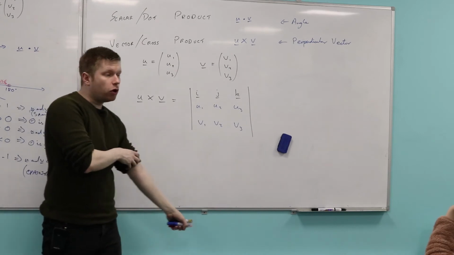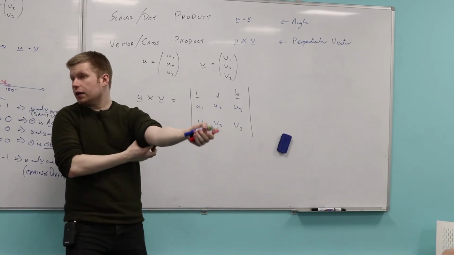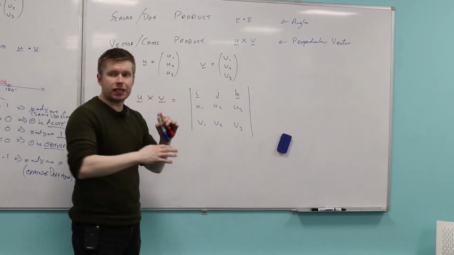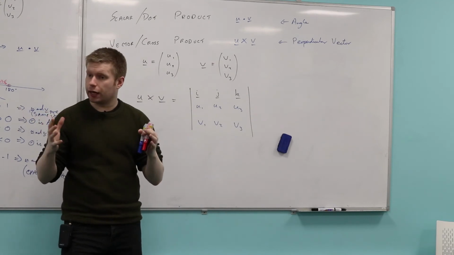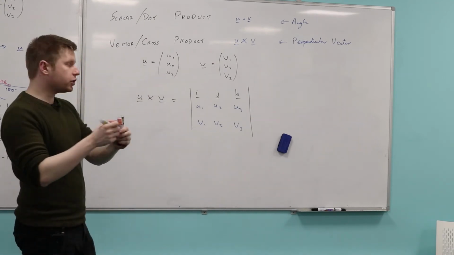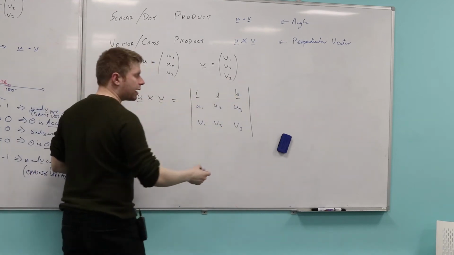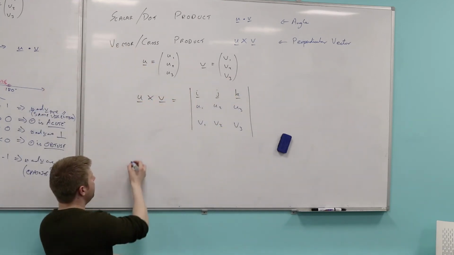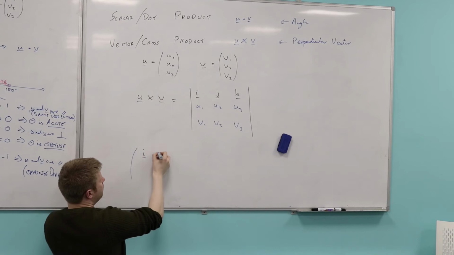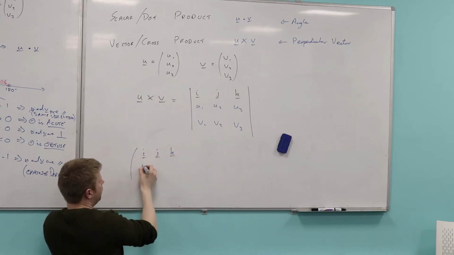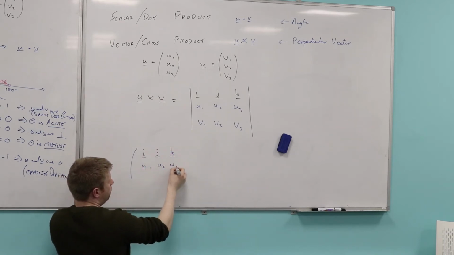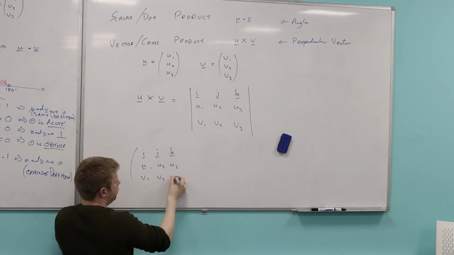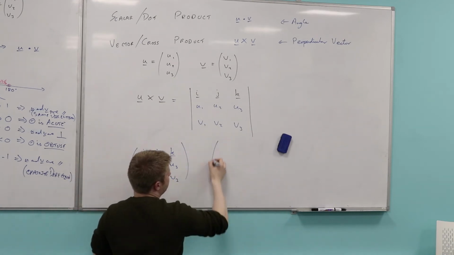Now, like I say, we will look more at determinants on Thursday, but for the moment, I'm just going to give you the calculation, how you actually work it out. In fact, I'm going to draw several pictures on the board. I'm basically going to repeat this matrix 3 times: i, j, k, and then u1, u2, u3, v1, v2, v3. I'm going to do the same thing 3 times.